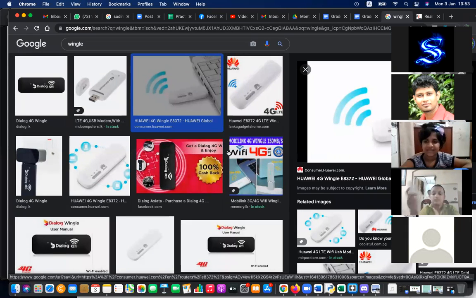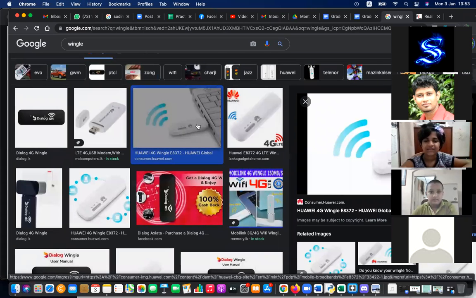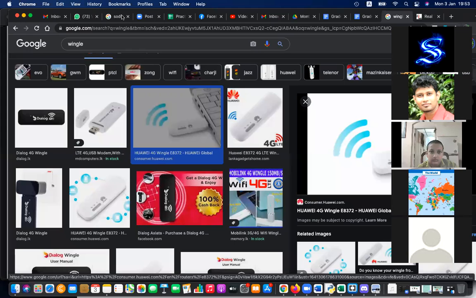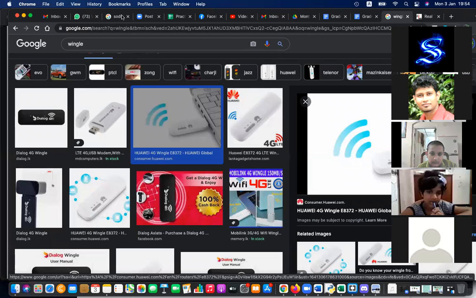If you have a dongle, it is only for your computer. When you connect this, your computer can access the internet. But if it is a wingle, when you connect your computer, not only your computer, others can also access that. So that is a wingle. Not just your computer, others can also access Wi-Fi. Using Wi-Fi, others can access.